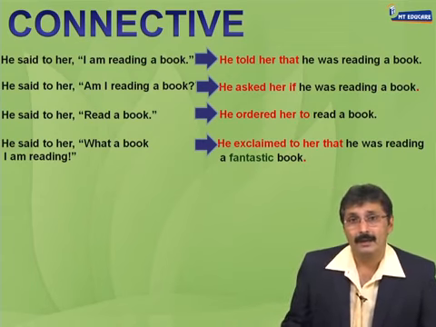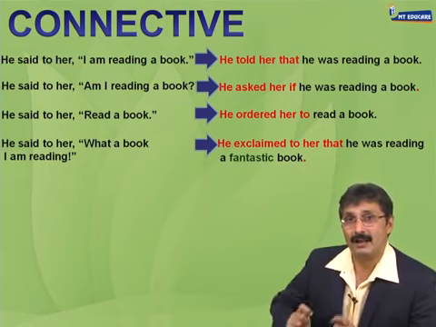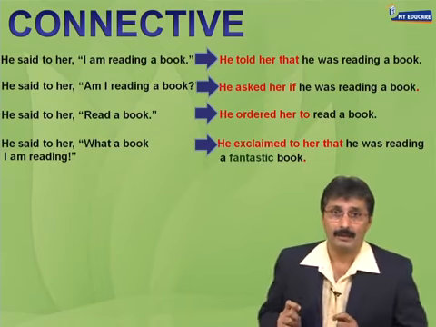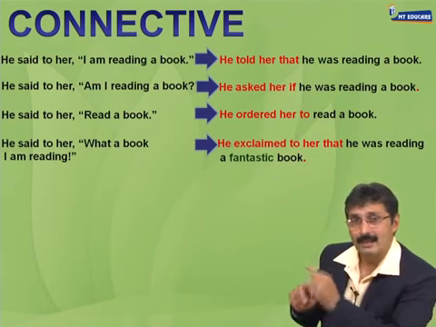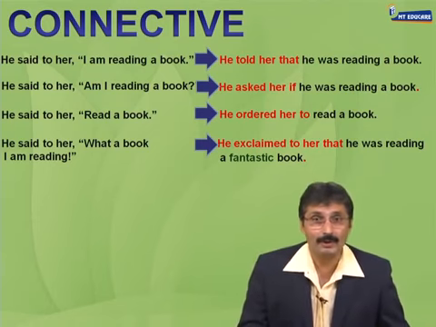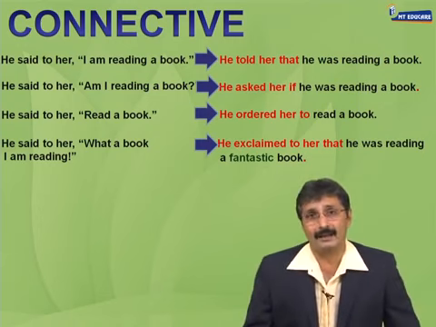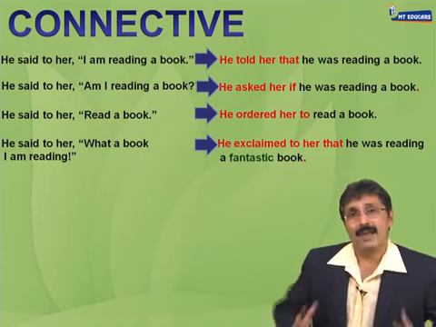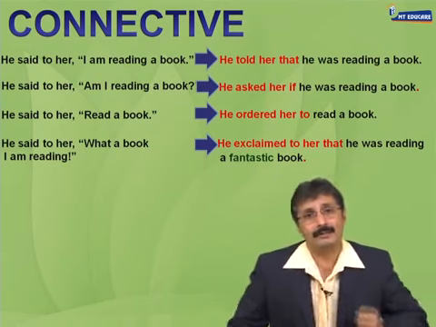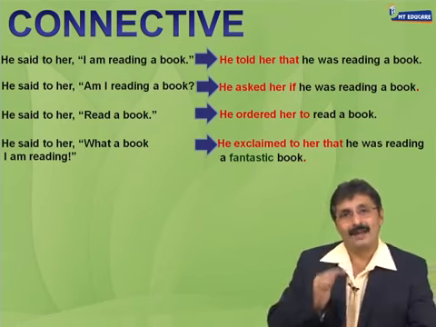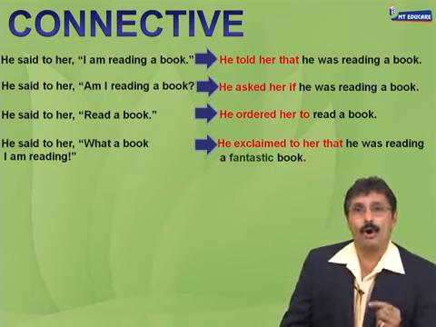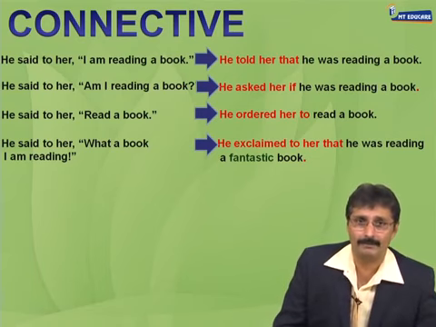क्योंकि direct speech के अंदर exclamation mark था, quotation marks के अंदर. Can you see that? जबकि indirect speech में punctuation में exclamation mark नहीं हो सकता, सिर्फ full stop आ सकता है. So somehow or the other we have to let the people know that it was an exclamatory sentence, and that is why he exclaimed to her that. I hope you are getting this point very, very clear.